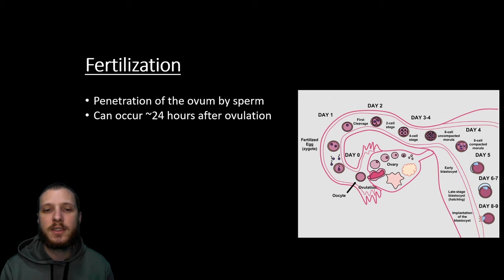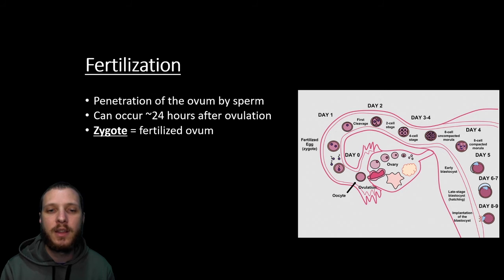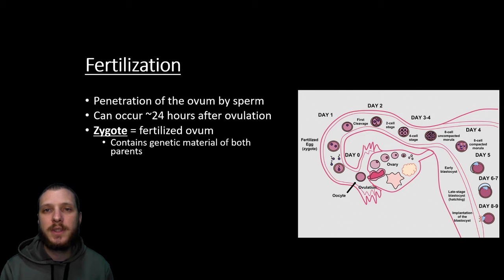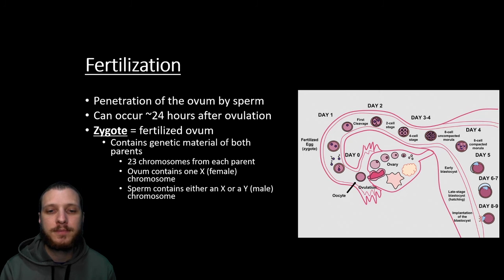And when those sex cells meet, it's when the sperm and egg will come together. This can occur about 24 hours after ovulation. And that fertilized ovum is what we call a zygote. So here we can see the sperm has met the egg, and now they come together and we've created a zygote. And importantly, it contains the genetic material from both parents. So 23 chromosomes from the man, 23 chromosomes from the woman, and we have 46 chromosomes total.